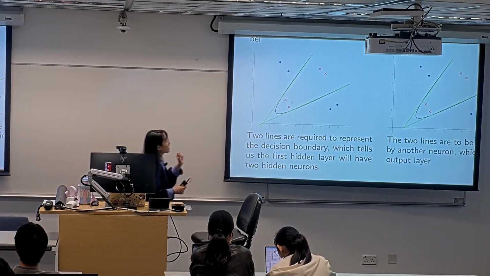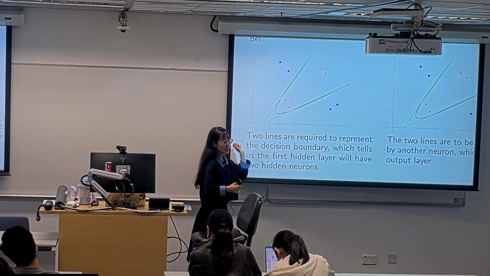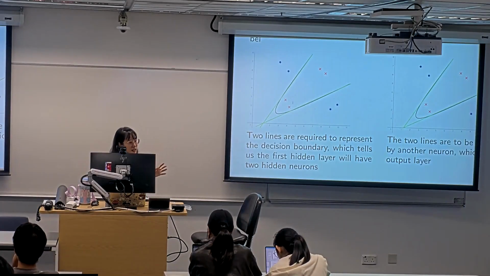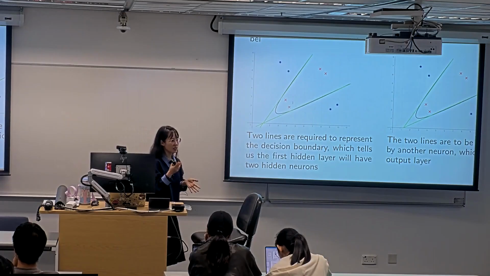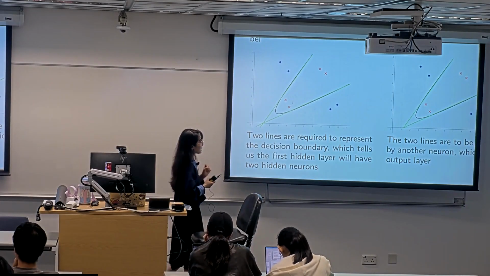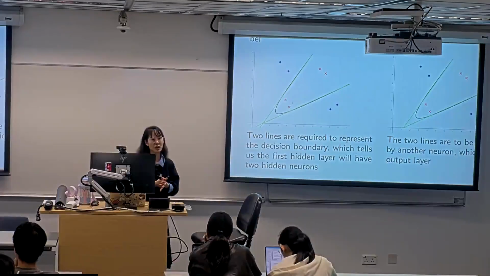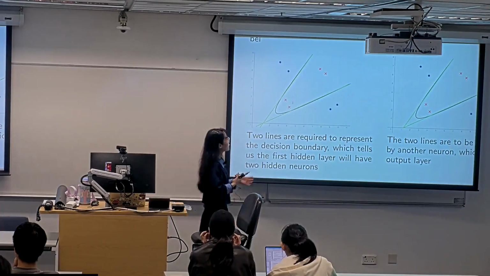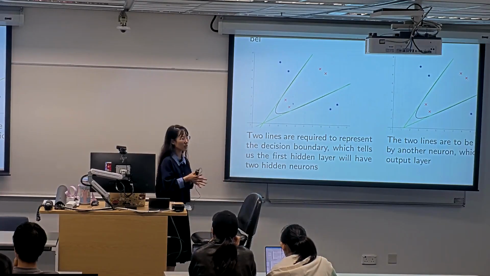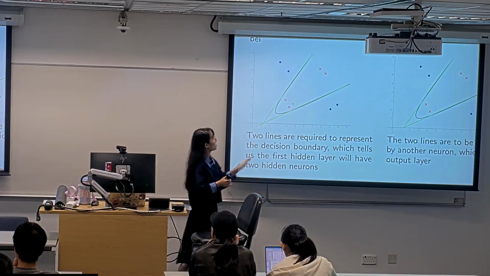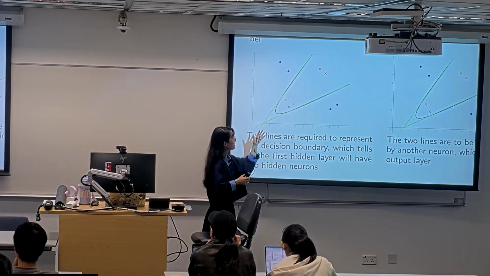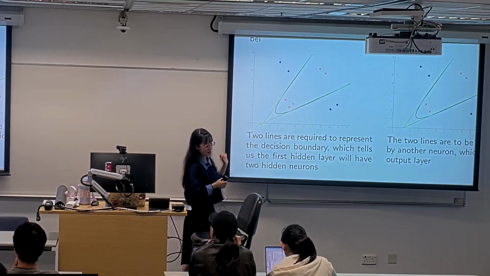If we use such two lines, these two lines can roughly represent the decision boundary. Only two straight lines are enough. Two straight lines means that the first hidden layer will have two hidden neurons, because each neuron is just one straight line, right? Each neuron itself has a weighted sum, the linear transformation. So we use two hidden neurons to try to estimate this decision boundary. Then we have two straight lines like this.